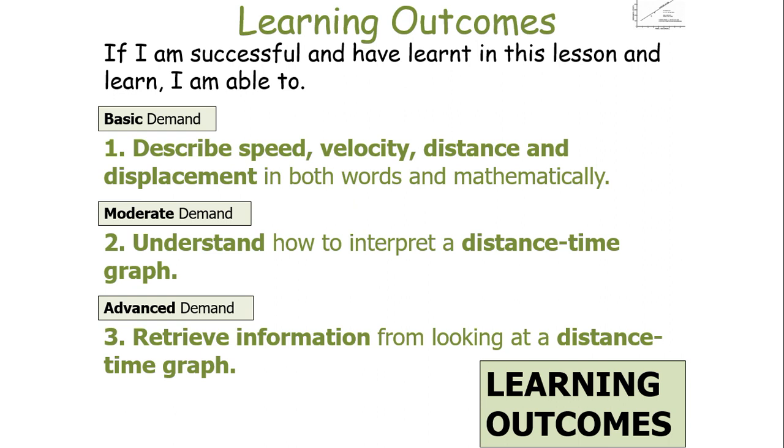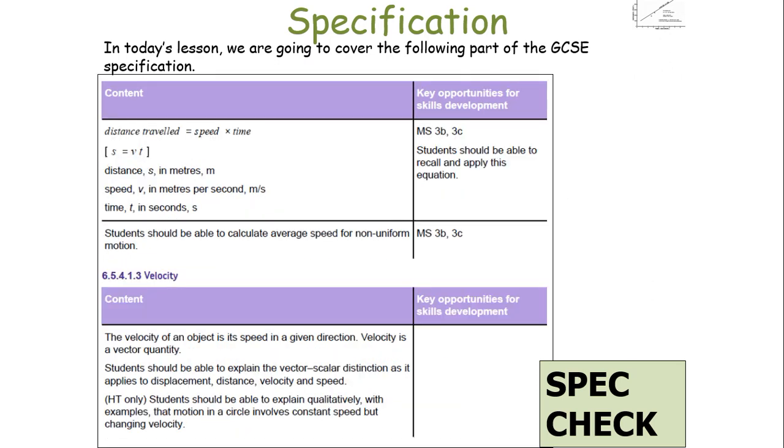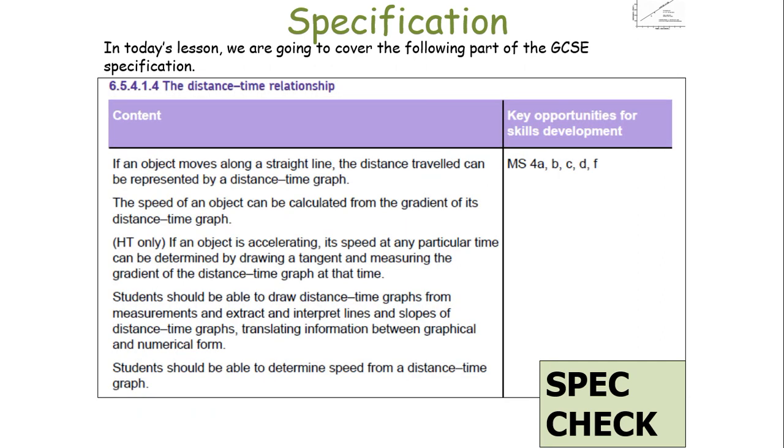understand how to interpret a distance time graph, and then retrieve information from looking at a distance time graph, which fits into the AQA Combined Science specification, in the forces topic of the physics section. We're going to focus on the following parts of the GCSE specification: distance and displacement, speed, velocity, and the distance-time relationship.